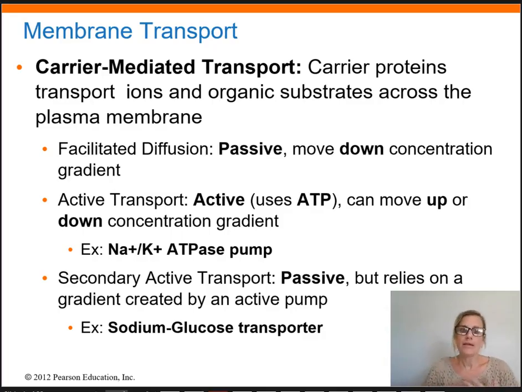When we look at carrier-mediated transport, carrier proteins can transport ions into and out of the cell. They can transport organic substrates, so these are things like glucose, for example.